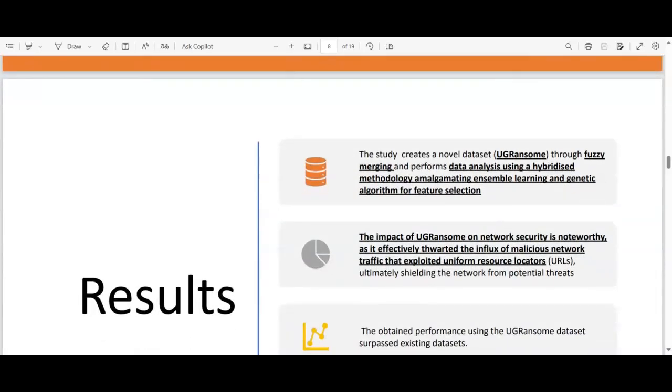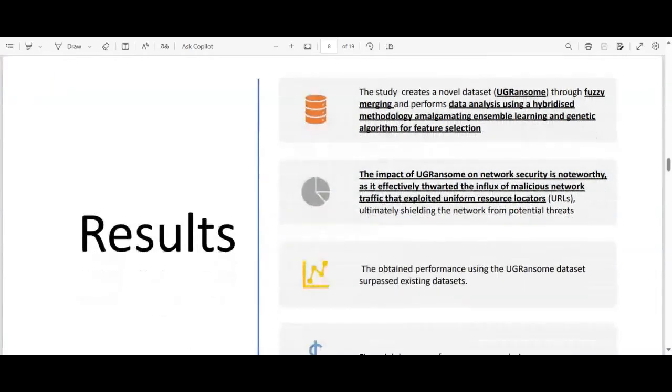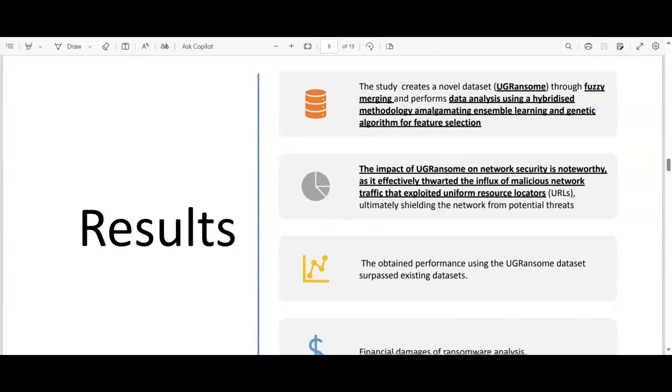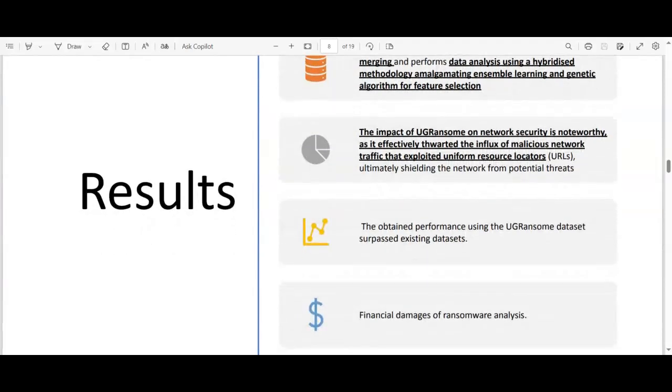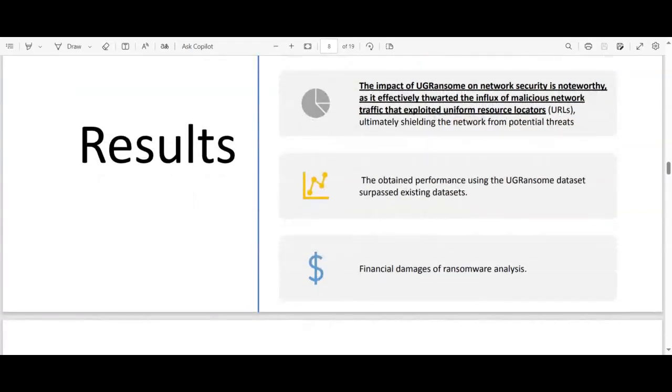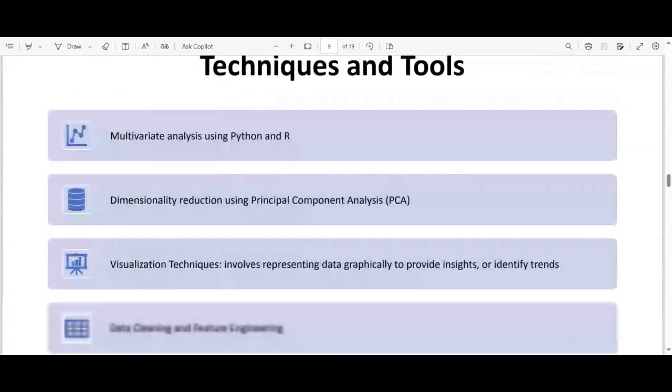And the results, the study created a dataset, which is the main contribution, using the fuzzy merging approach, and provided different data analysis results. And the impact of the UGRansome dataset is noted, which actually blocks different malicious traffic on the network. We also compare the results with existing studies.